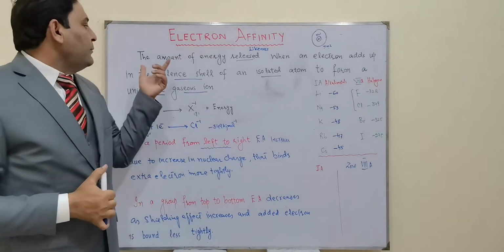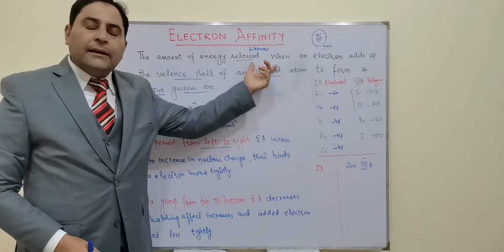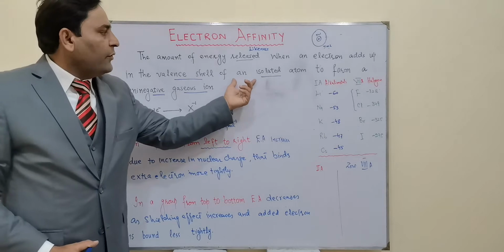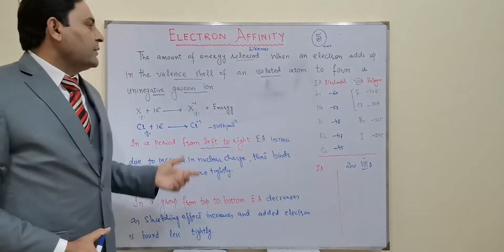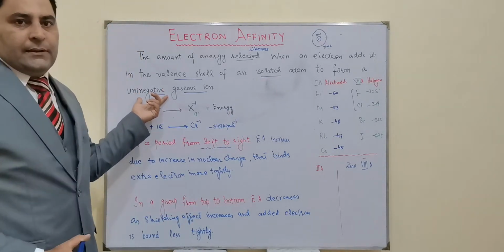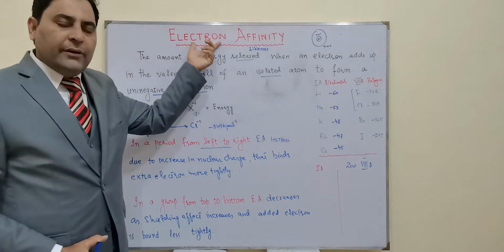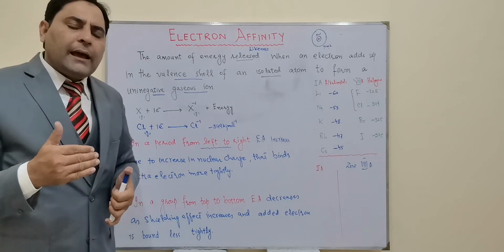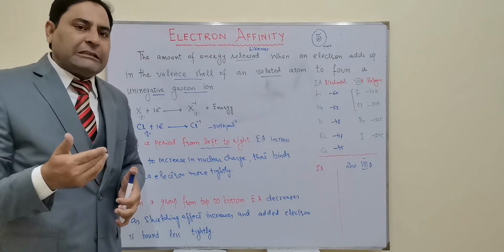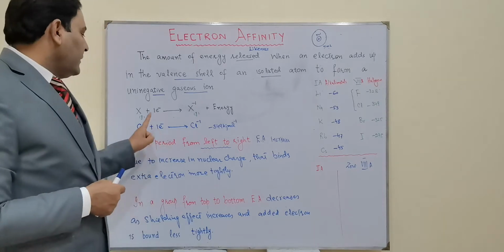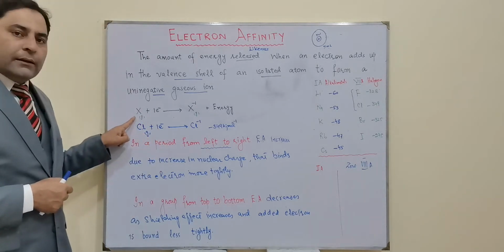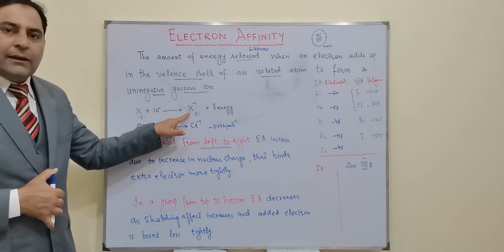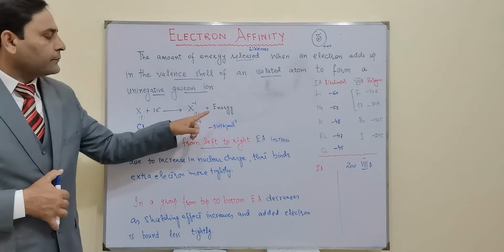Electron affinity technically means the amount of energy released when an electron adds up in the valence shell of an isolated atom to form a uninegative ion. This is called electron affinity. It is the amount of energy released when an electron is added to a gaseous atom to make a uninegative ion. Here we have an element and add one electron to it. It makes a uninegative ion and energy is released.